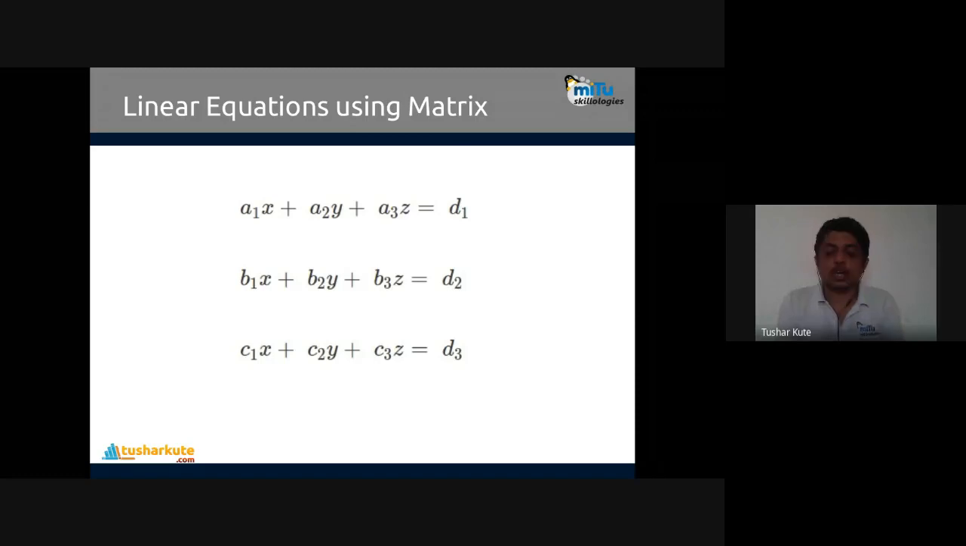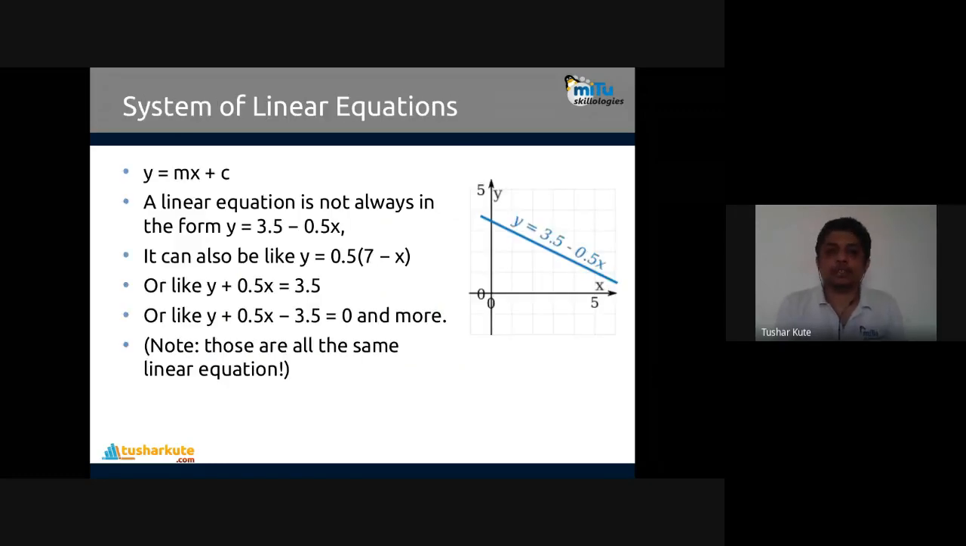With the linear equation, how to create it and what exactly the meaning of linearity is. The few equations I mentioned over here: d1 is equal to a1x, a2y, a3z. Depending upon the values, we can put different kinds of values. Based on that, d1 will be generated, or d2, d3 will be generated. This is the general idea of what linear equations are.